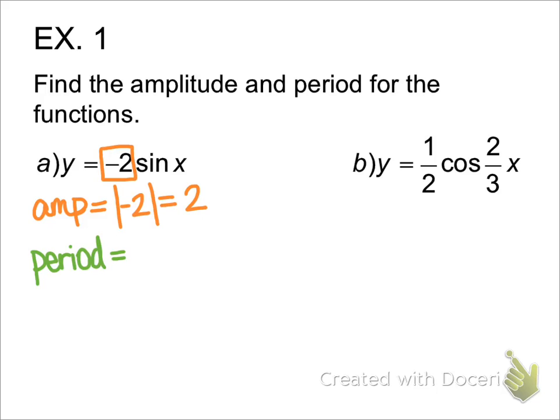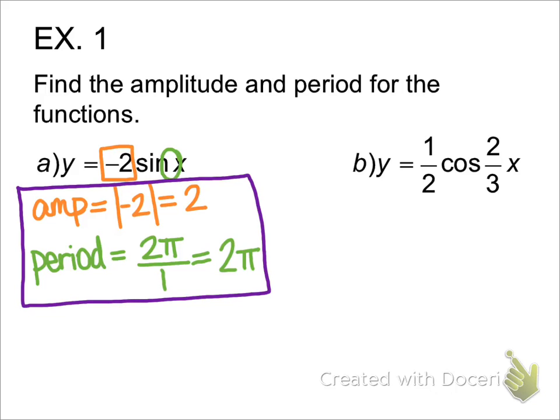Next, we're going to look at the period. The period is the distance that it takes to do one revolution. And for that, we always do 2 pi divided by the coefficient of x, whatever number is in front of x. And this is a 1, so then 2 pi divided by 1 is 2 pi. So the amplitude of this graph is 2, and the period is 2 pi.